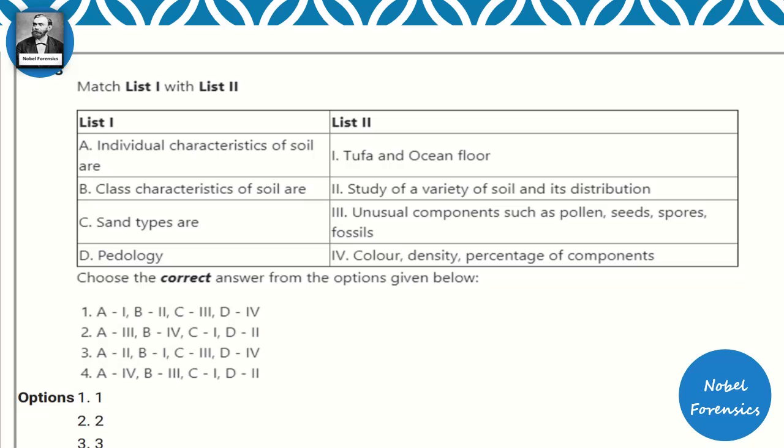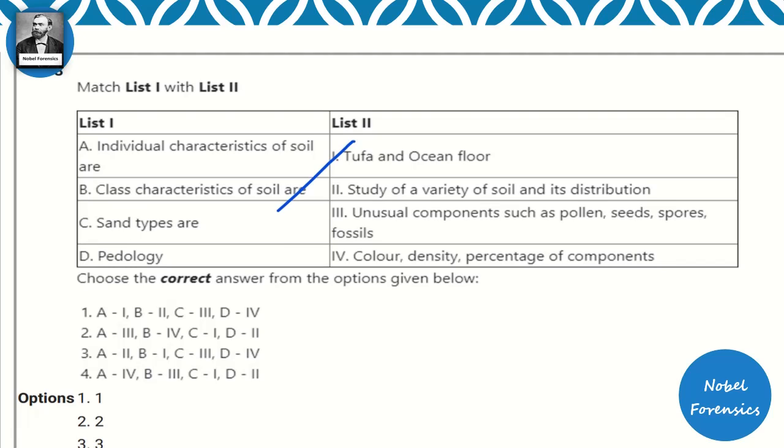Then match list 1 with list 2. List 1: individual characteristics of soil, class characteristics of soil, sand types, pedology. So these all are related to soil. Then coming to list 2, tufa and ocean floor. These are sand types. Then the study of a variety of soils and its distribution is definitely pedology.